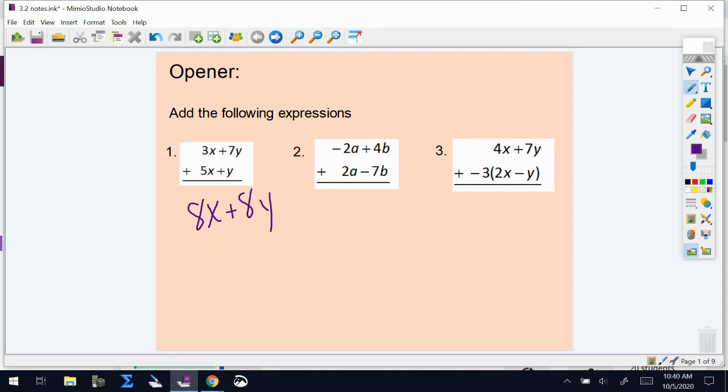Next one, my negative 2a and my positive 2a will cancel. So I'm just going to put a line through it. And then 4b minus 7b is negative 3b.